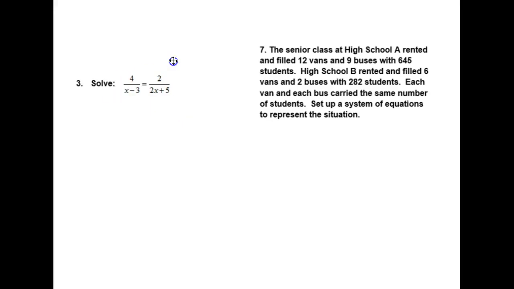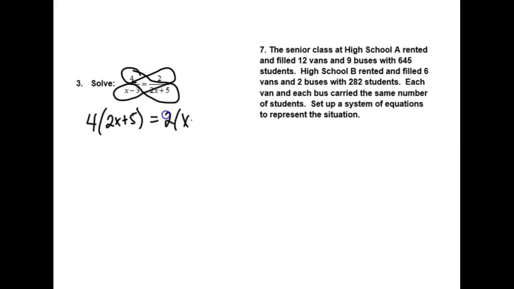This next question is very much like number 2, where you've got to solve it and make sure you give a reduced fraction answer if possible. So we multiply 4 times the quantity 2x plus 5 equals the other diagonal, which is 2 times the quantity x minus 3, and then you have to distribute through. So, new equation ends up being, let's see, 8x plus 20 equals 2x minus 6.